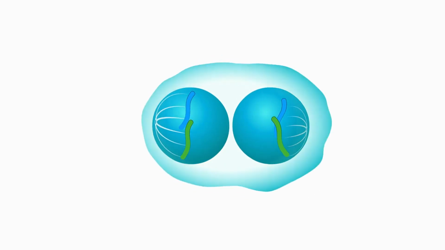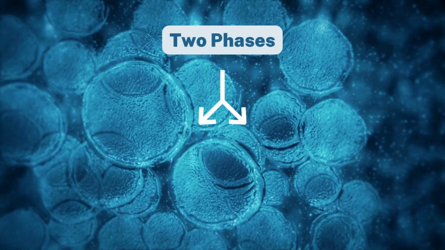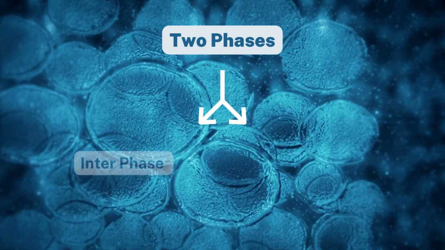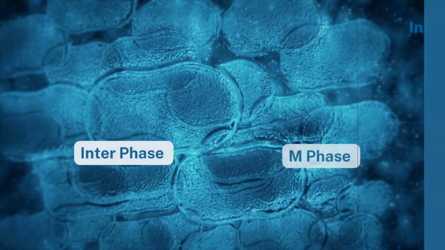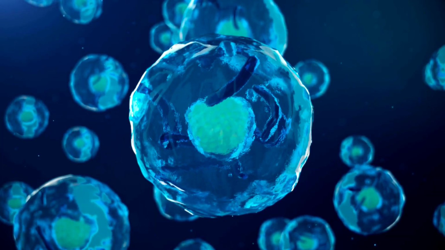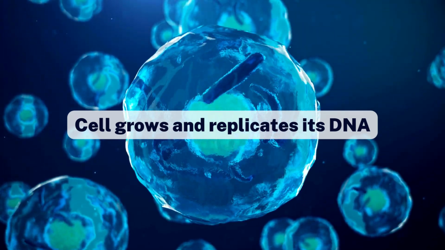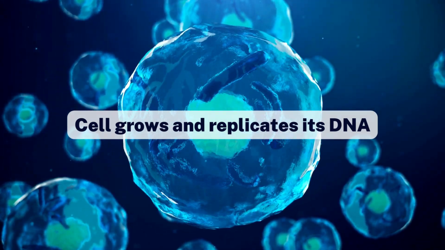So, let's begin. As we know, the human cell cycle consists of two distinct phases, interphase and M phase. Interphase is the longer of the two, lasting significantly longer than the M phase, as it is responsible for the preparation of the cell for division. During interphase, the cell grows and replicates its DNA in preparation for the division that occurs in the M phase.